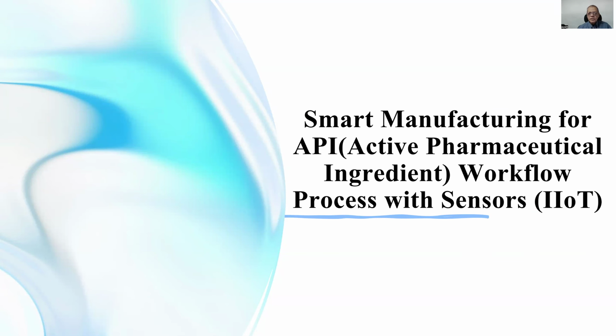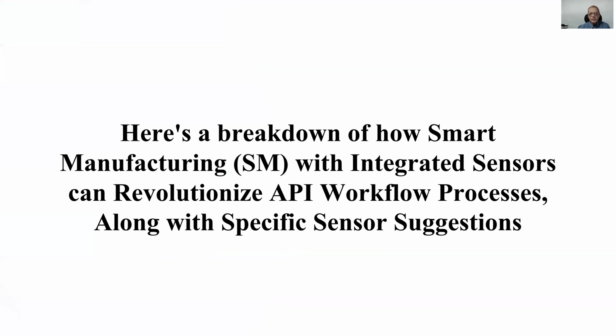Hello friends, in this session I am going to discuss how smart manufacturing can be implemented at API. API is where you manufacture active pharmaceutical ingredients, and how IoT, that is Industrial Internet of Things, can work together to achieve smart manufacturing. That's the objective of this particular session.